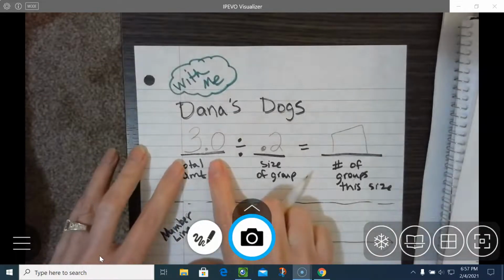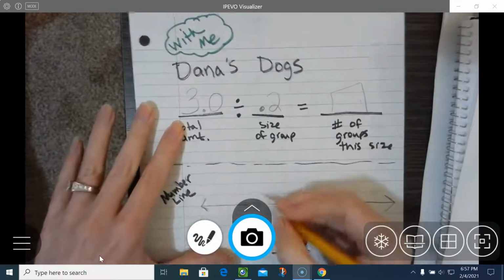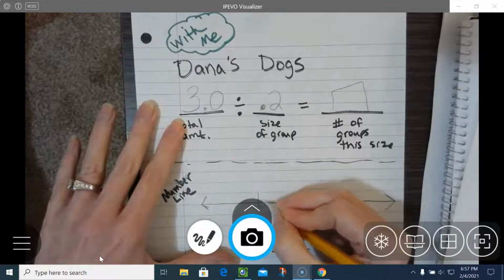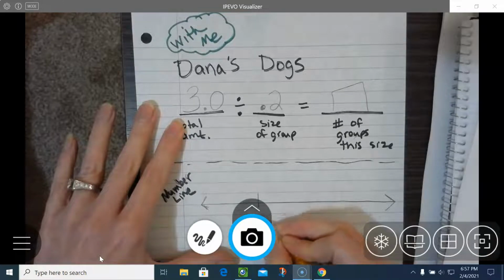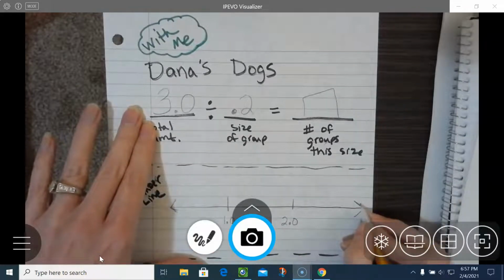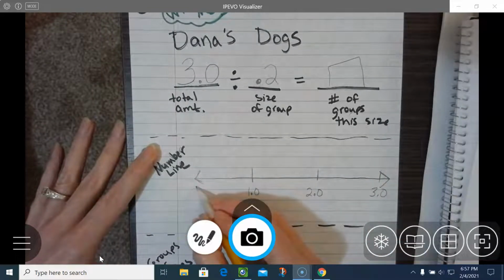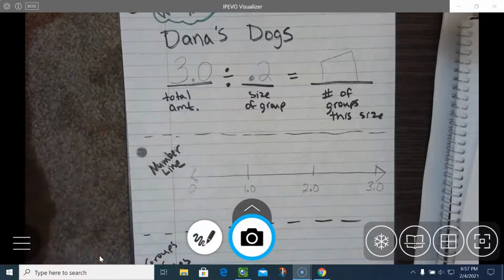Now, I know that I'm going to be making 3 holes. So this is going to be 1. This would be 2. And then this is my end point, which would be 3. And then my starting point, of course, is going to be 0 over here.